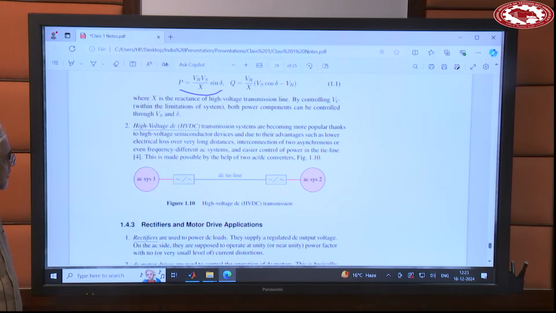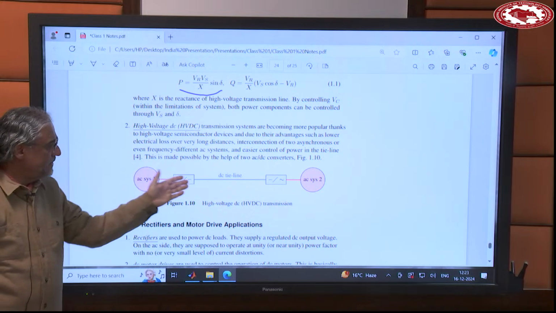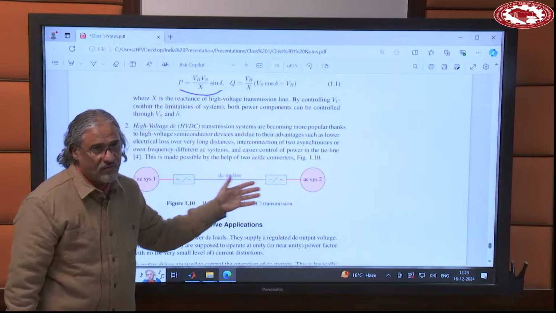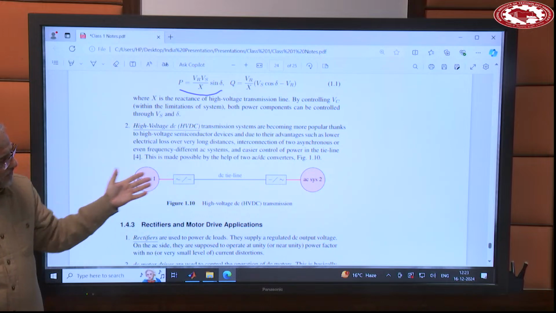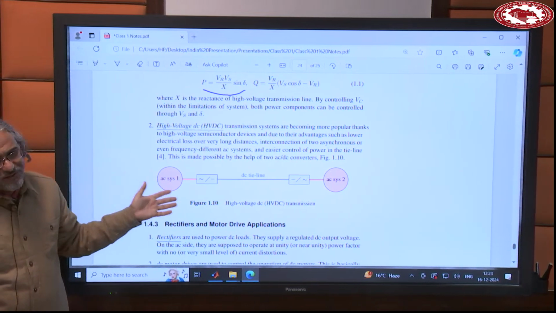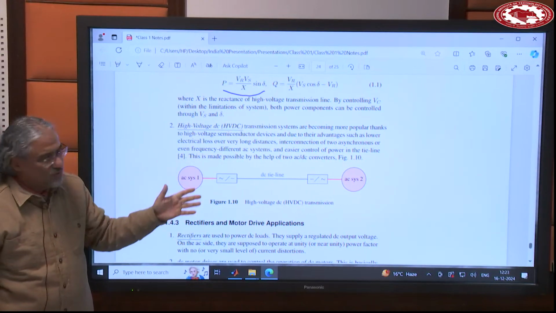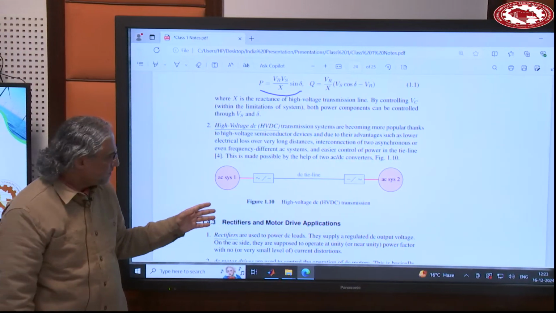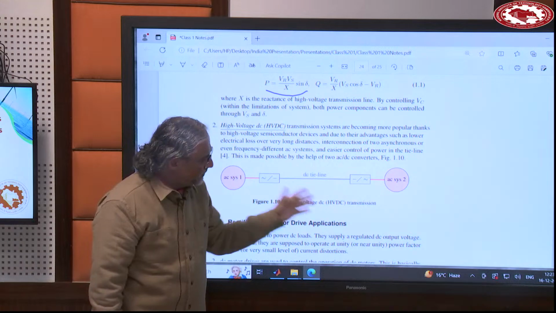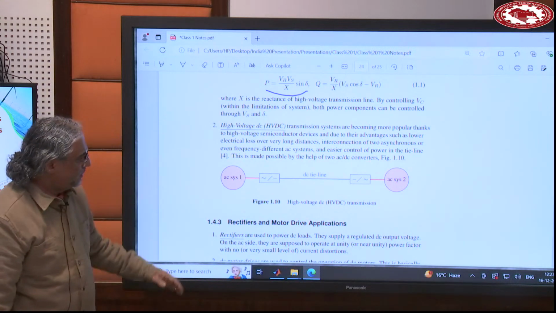All these advantages, a lot of people have been researching, and there are even some practical deployments of these systems. I don't know about India, but I know China has been using this technology very much, and some of the European countries as well. So here you have one AC-DC converter, and then again another converter, so two converters. Even these two systems can be two completely different AC systems, say 50 hertz and 60 hertz, or two completely separate AC systems. They don't have to be synchronized anymore. So by controlling these two converters, you can control the power flow between these two.